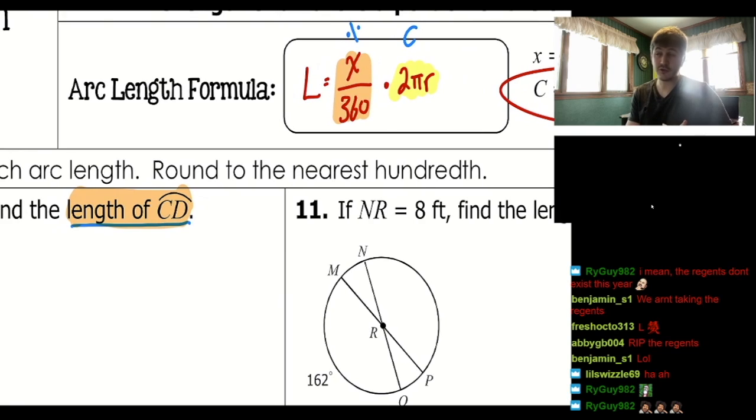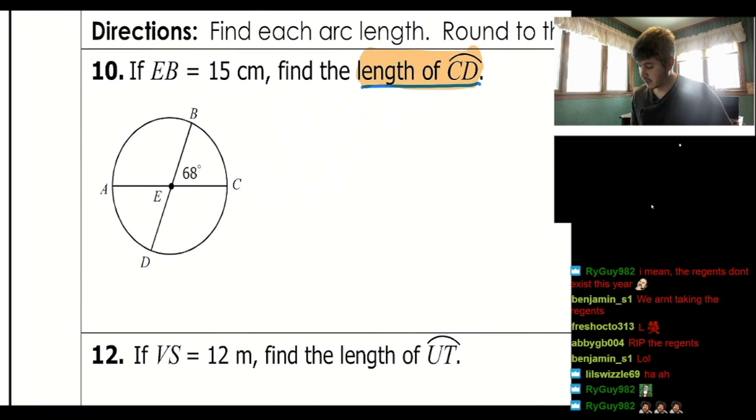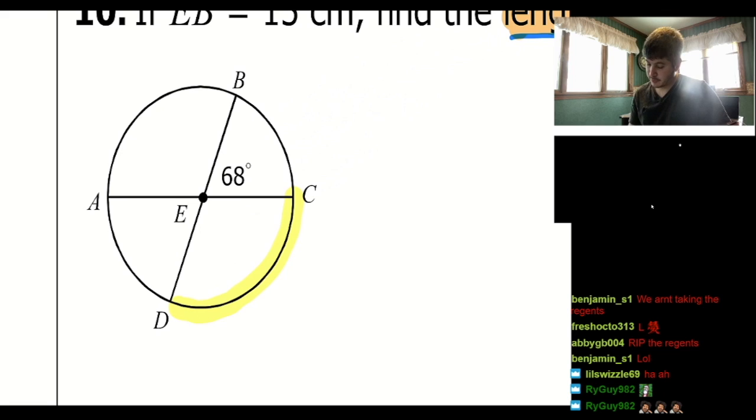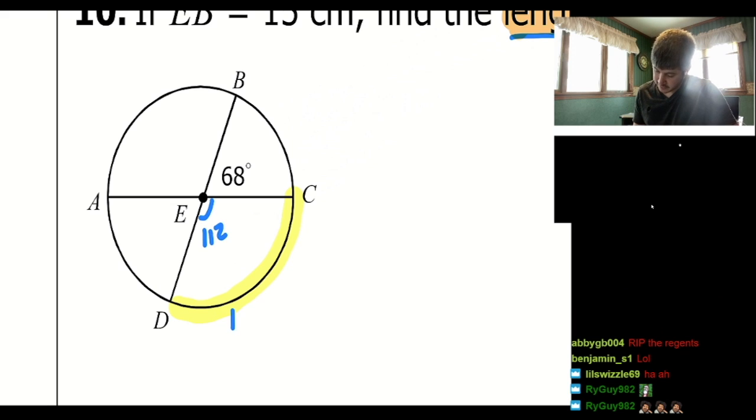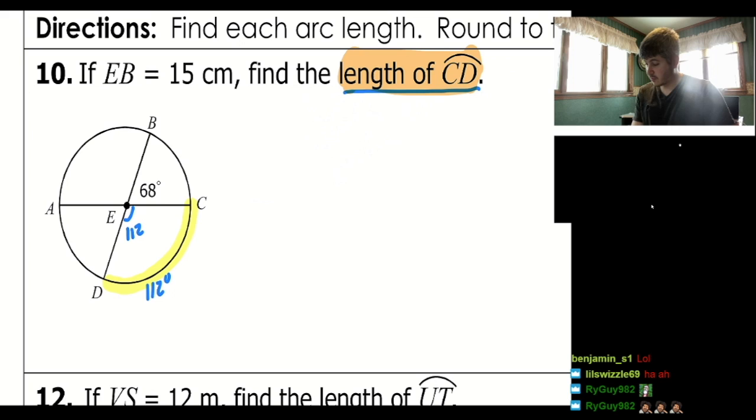We do need to know how many degrees that arc is. So I'm going to see, where's arc CD? Arc CD is right here. I want to know how long that arc length is. So I need to first find that central angle so I can figure out what that arc value is. That's pretty easy. This angle right here is just a supplement. So 180 minus 68 is 112. So that makes this 112 degrees, which is not the length. It's just the degrees.